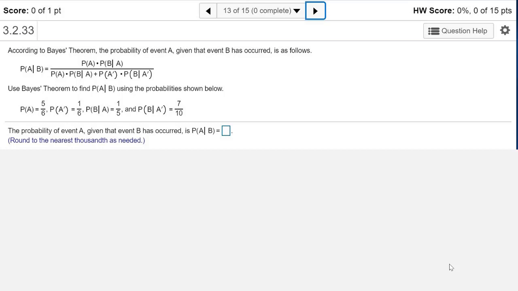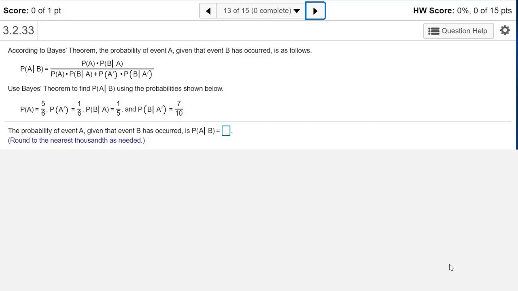The probability of A given B is equal to the probability of A times the probability of B given A, divided by the probability of A times the probability of B given A plus the probability of A prime times the probability of B given A prime.